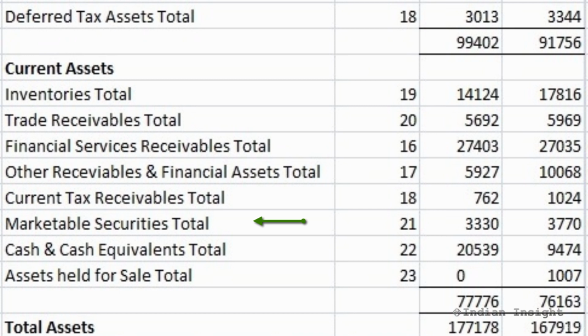Then you have marketable securities, which are also financial assets, and they include investments in debt or equity securities that are traded in a public market. Their price is determined from price information in the public market. Examples of marketable securities include treasury bills, bonds, equity securities, and mutual funds.